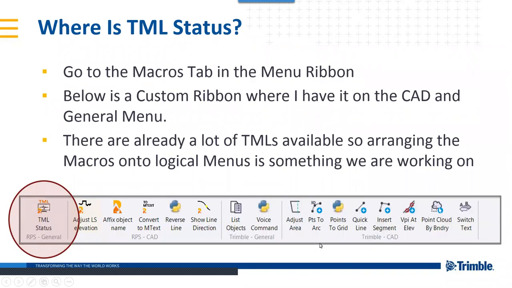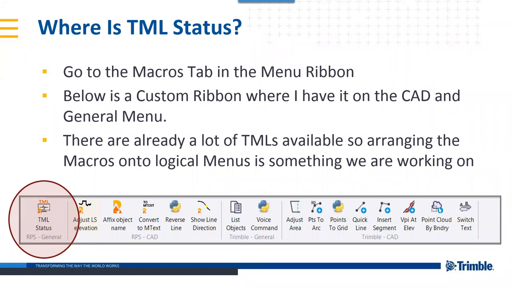So when you've installed the software, the TML status command, and you've restarted Business Center, then you'll go to the Macros tab, typically in the menu ribbon. This is a custom ribbon that I have set up, and I'm going to talk about that a little bit as we go through here. But typically you go to the Macros tab, and in the Macros tab on the right-hand side, normally you'll see the TML status command, and it's highlighted here. And when you click on that, it will run the TML status.